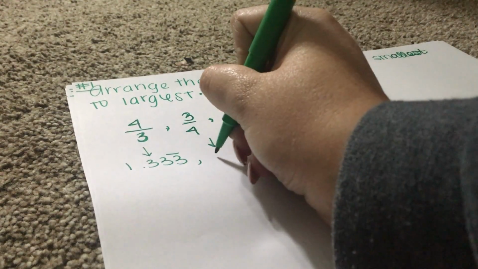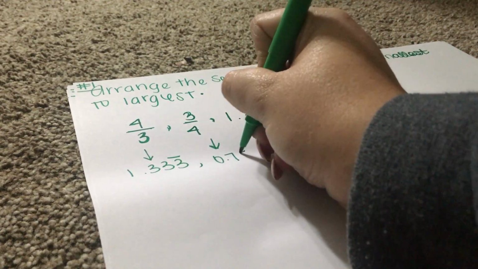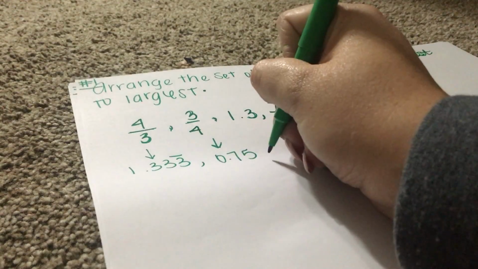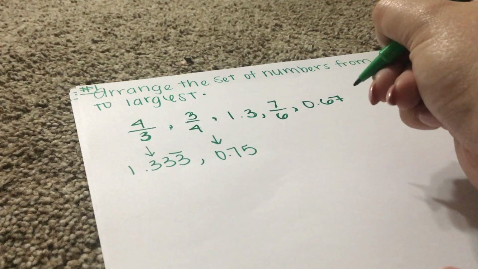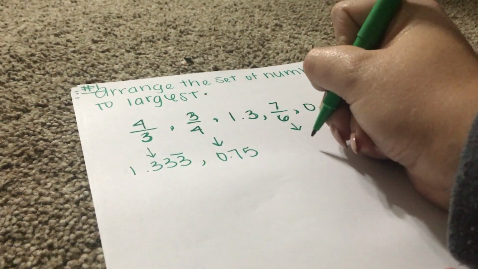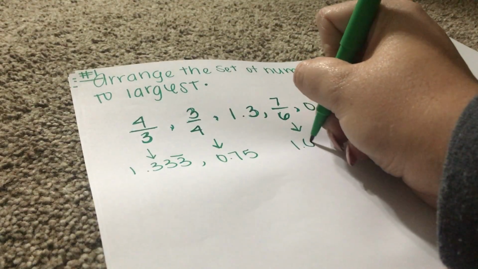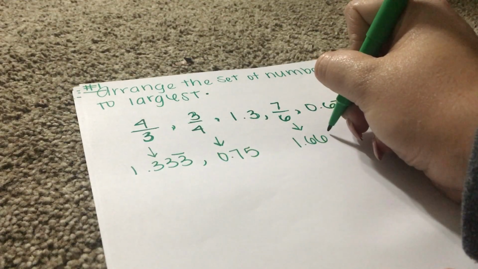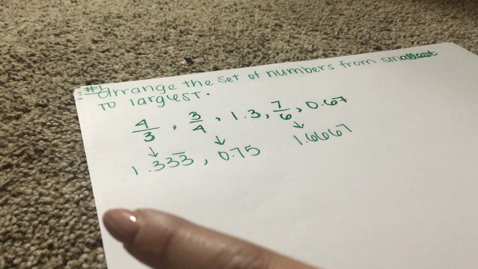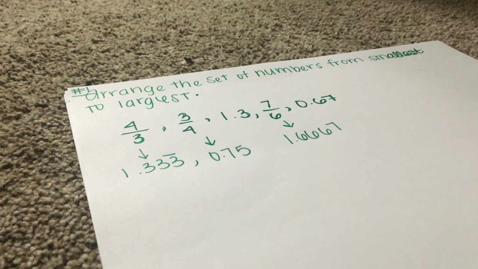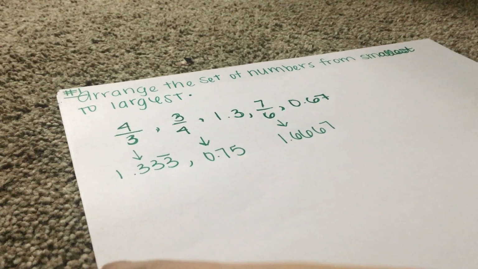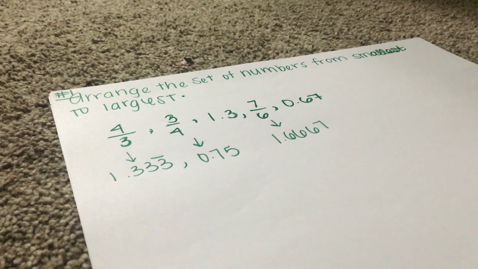3/4 turns into 0.75. 1.3 is already a decimal, and 7/6 turns into 1.6667. So now that all of these numbers are decimals, we can now begin arranging them from smallest to largest.